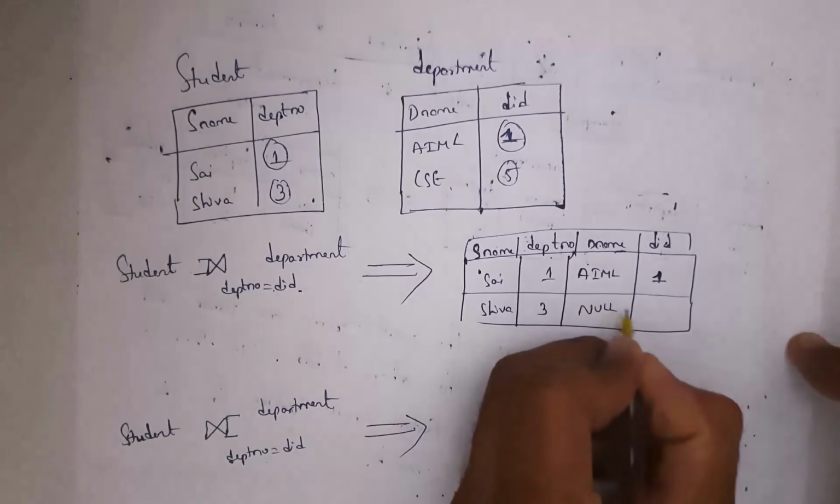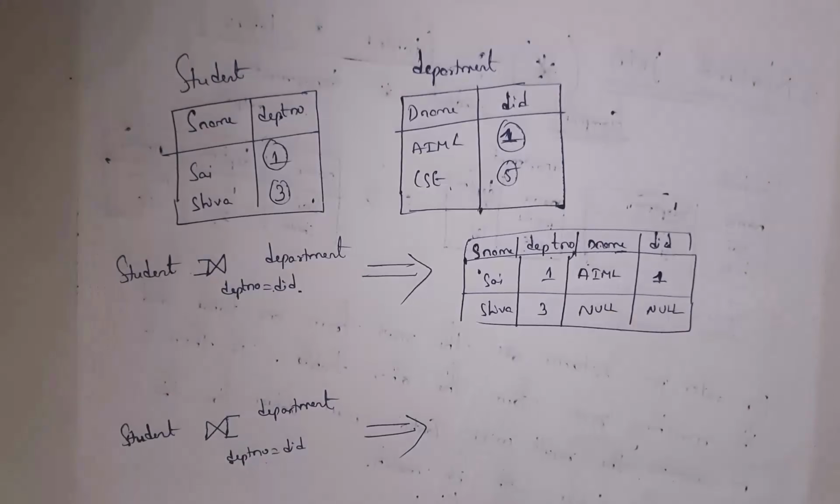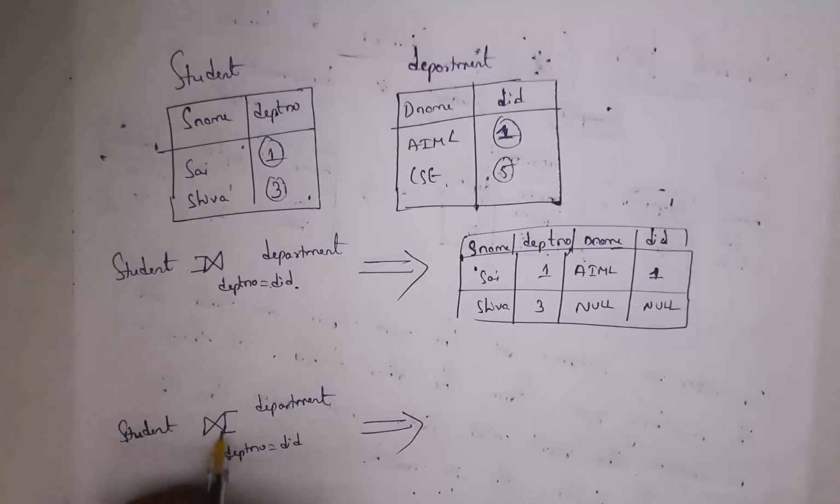So null and null. So the definition of left outer join is, left outer join returns complete rows from the left table and only matching rows from the right table. If there is no match, it will display null values. And next I will explain what is right outer join. This is the symbol for right outer join.